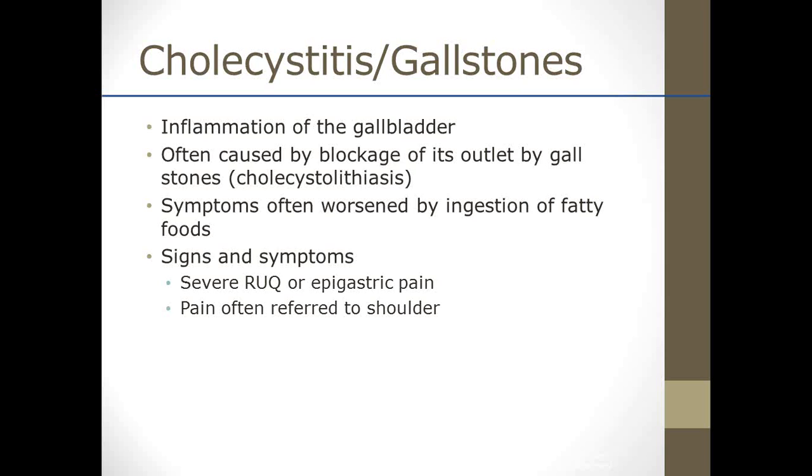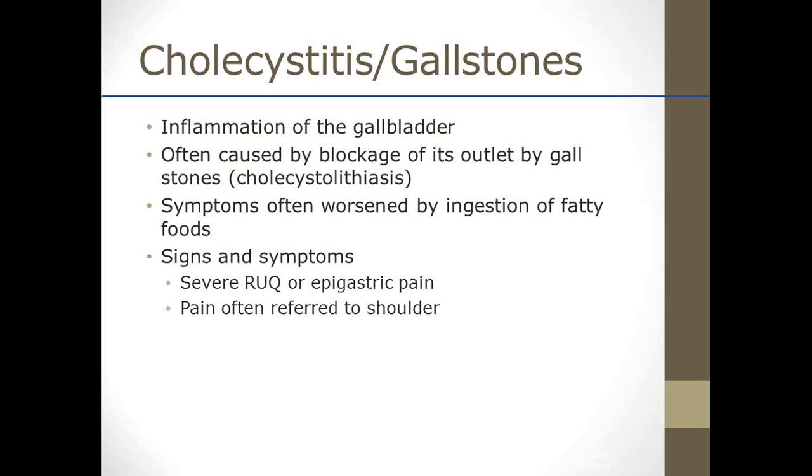Gallbladder incidents, gallstones, can be triggered a lot by fatty foods. If you eat foods that are fatty, such as peanut butter or a steak or salad dressing, you're going to find that your gallbladder will kick in and become much more painful. And again, the pain can be referred pain with your gallbladder.